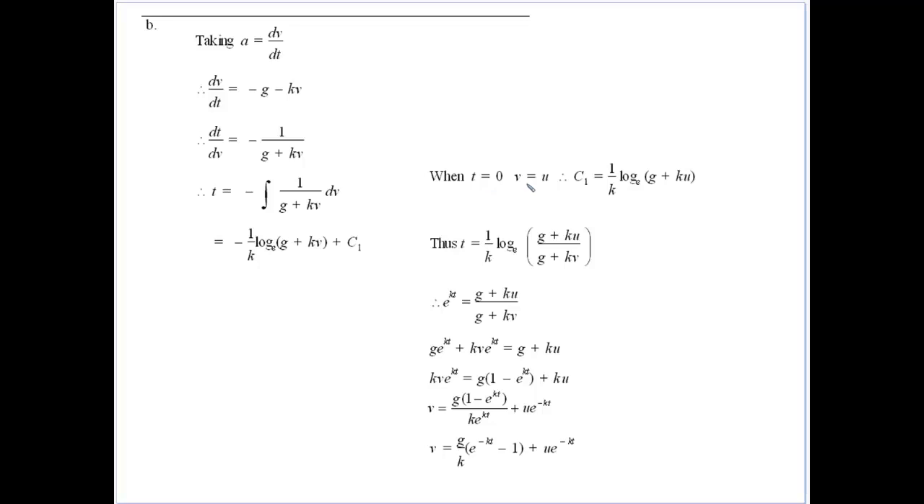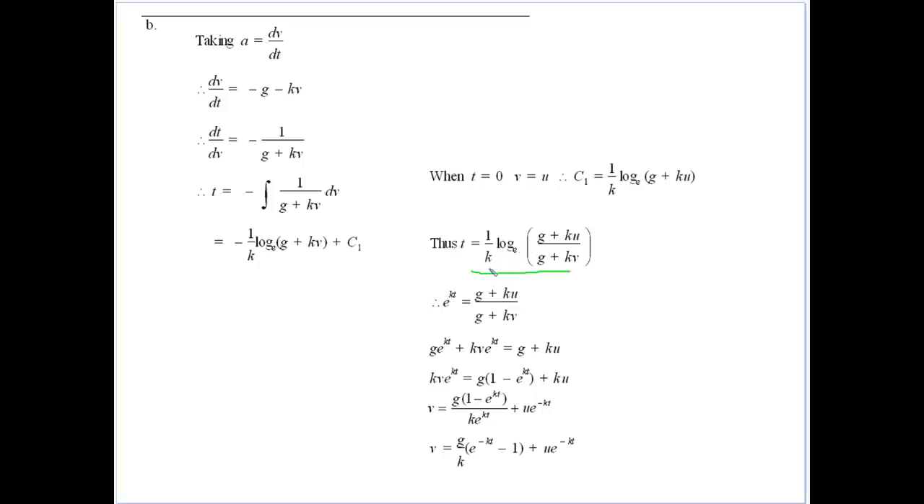Then we've got t equal to 0, v equal to u, because that was the initial velocity. And so our constant will work out to 1 on k log of g plus ku. So t can be written in that fashion, because we've got that expression plus our constant gives us t being that one. But we also want v in terms of t, so that's the expression we wanted to get.